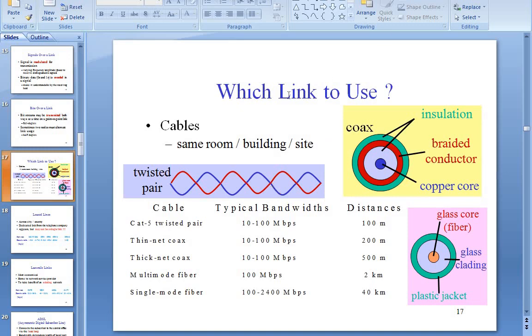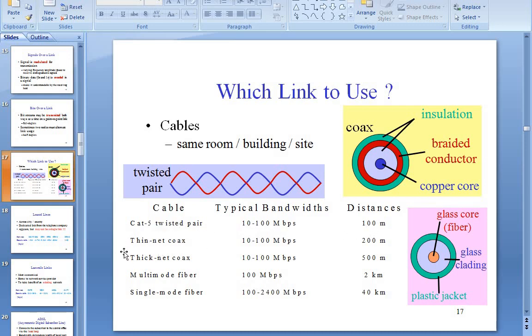Which link should we use for computer networks? We have a variety of choices. We have a Cat5 twisted pair cable. Nowadays we have Cat6, even Cat7, and Cat7 extended is also available in the market. The typical bandwidth for these twisted pair cables is 10 to 100 Mbps and even beyond 100 Mbps, and the distance between the two nodes may be 100 meters.